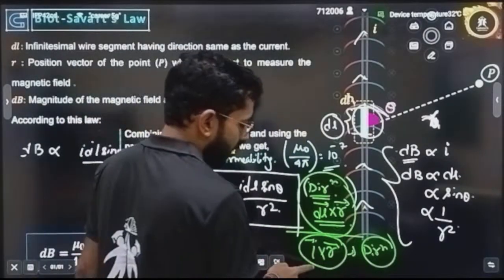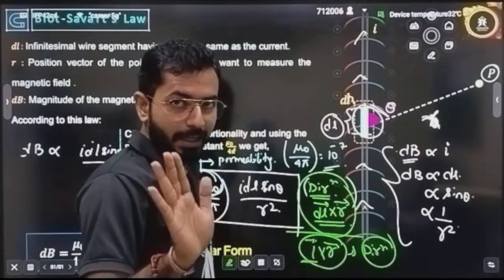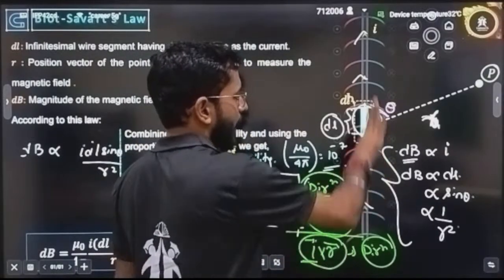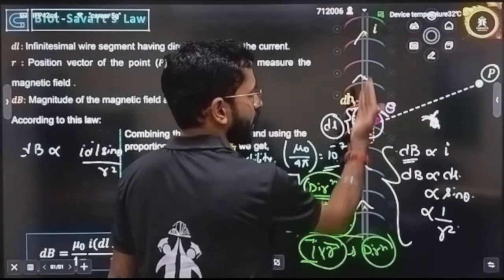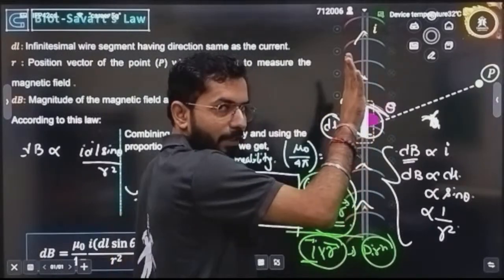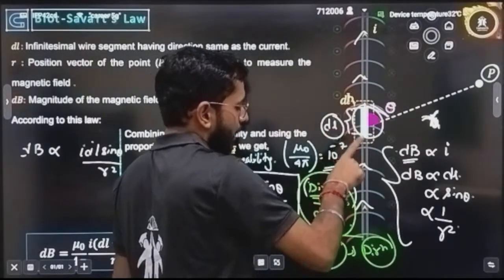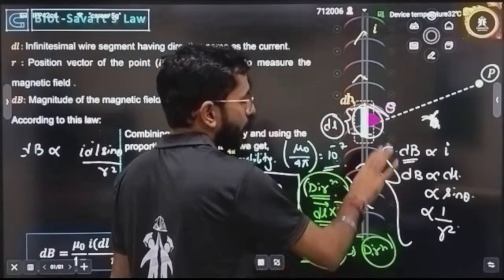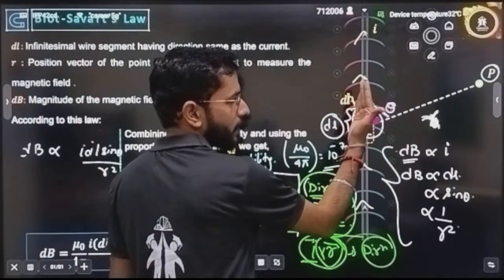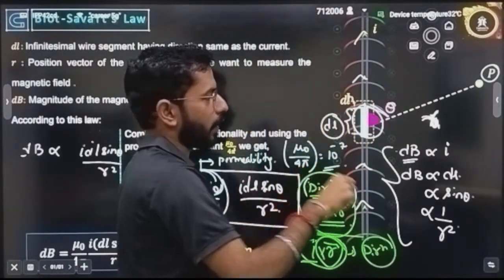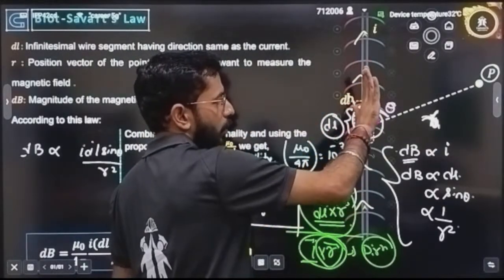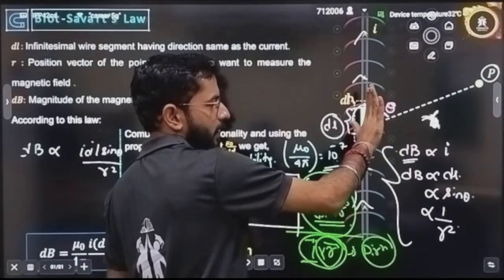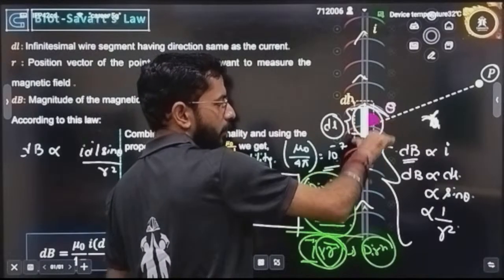Firstly, whatever the first thing is, you will take your hand in the direction of that thing. Now I will take the hand in the direction of current. There are two possibilities, either this way or this way. Now what is I cross r? I have to show my palm to r, and then just curl my fingers.